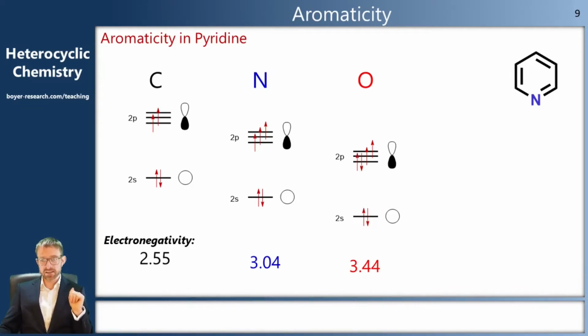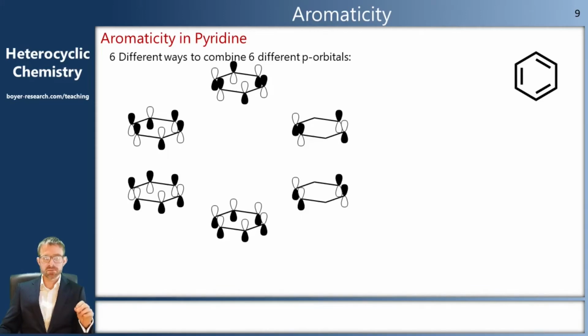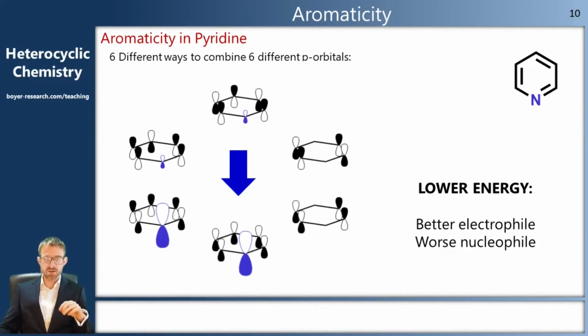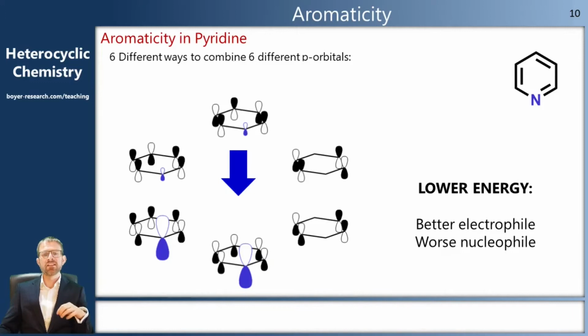So what happens if instead of benzene, we remove one of the CH's and replace it with a nitrogen? This is pyridine, and because now we've swapped that carbon for a nitrogen, what we have to consider is that the nitrogen is more electronegative than the carbon. What this means is the energy of the whole system, because nitrogen is more electronegative, is lowered. And this means that pyridine is a better electrophile because the low energy system is better at accepting electrons, but it's a worse nucleophile. The electrons in the system are lower in energy.